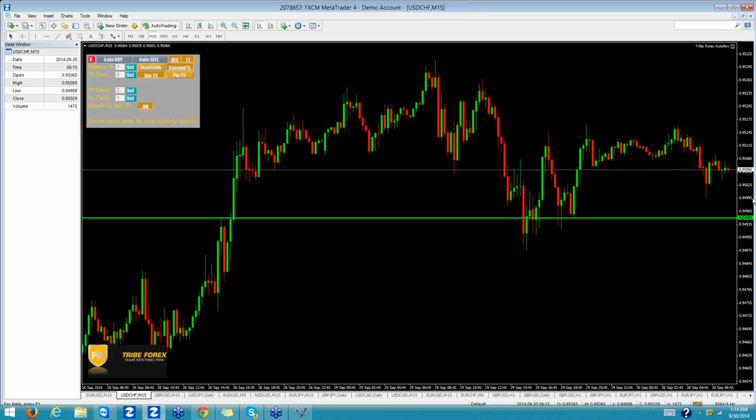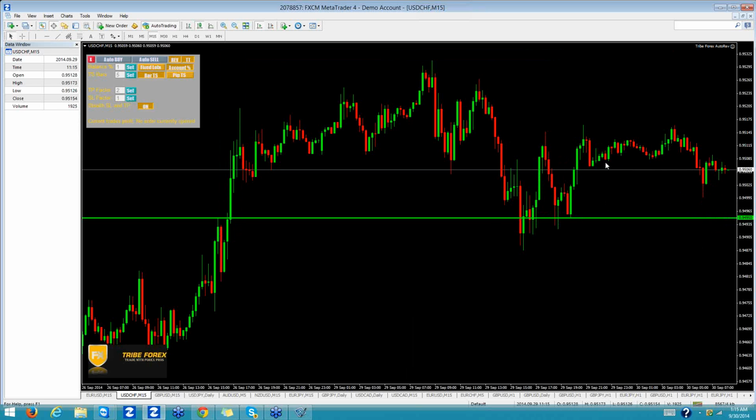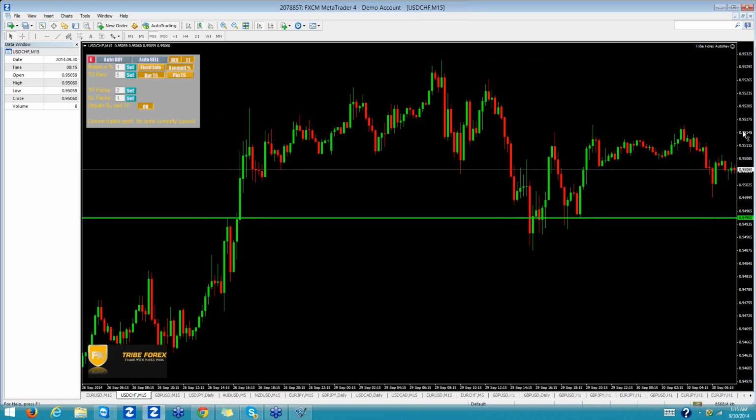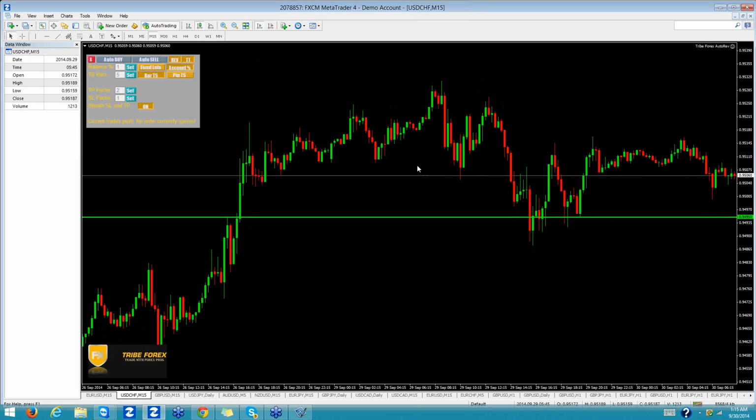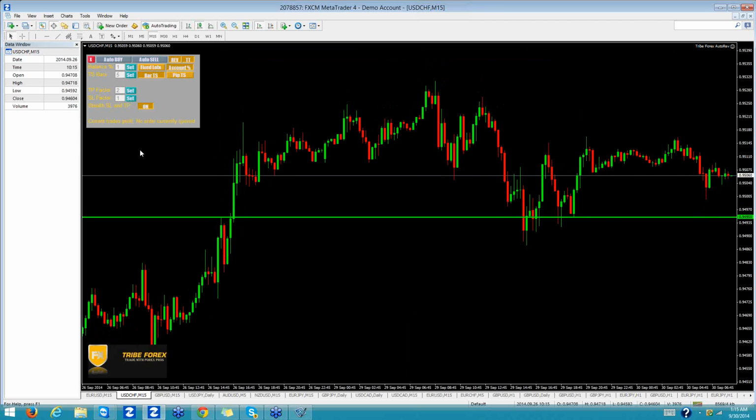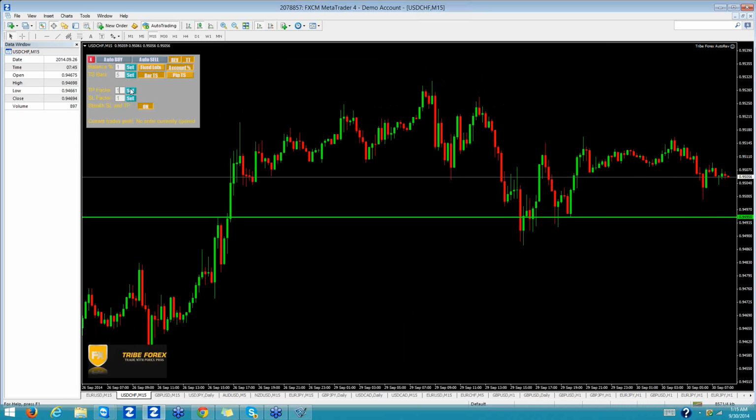I think it's going to come back down and give us another shot at it, perhaps. So we may be able to get in on this one. And what you're looking for is a simple 1-to-1 ratio on stop loss to take profit. So I'm going to leave that on auto buy here to see if it gives us another shot at it, if it comes back down here.